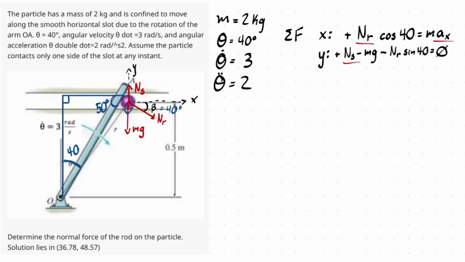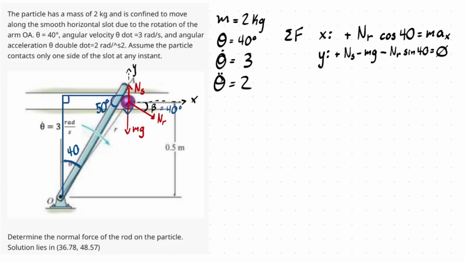We have 1, 2, 3. Oh, tough. We only have 2 equations, so it's not solvable just yet. We're going to have to solve for one of these first, right? So let's try and think, how can we solve for these knowing what we're given? What we're going to want to find is the ax here, right? How can we do that?